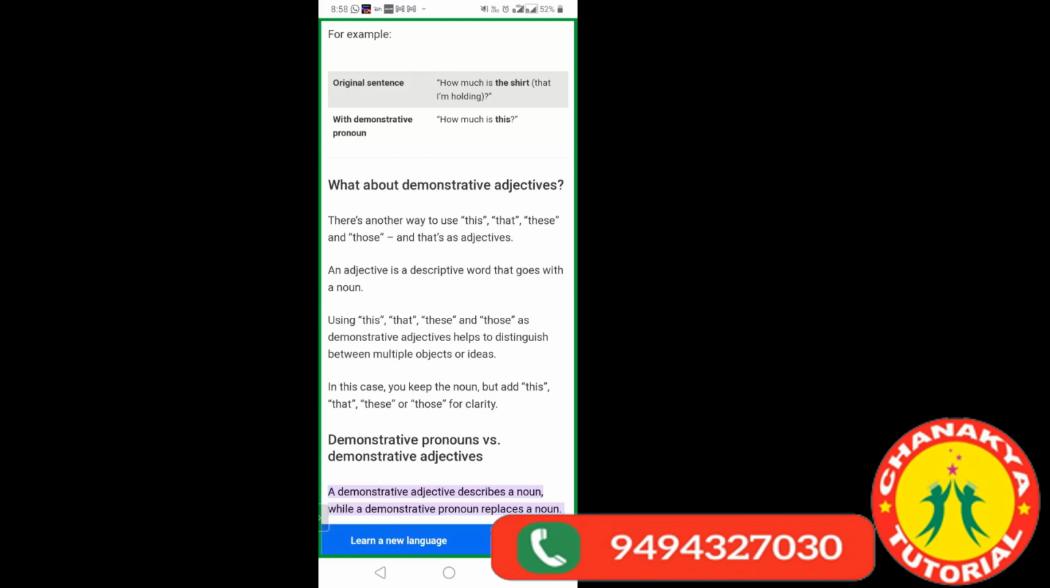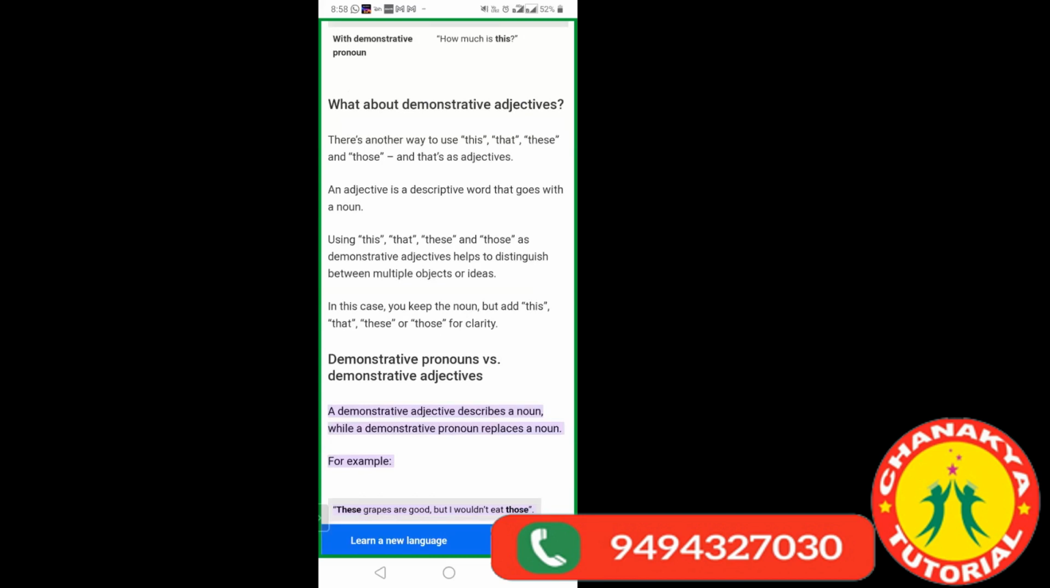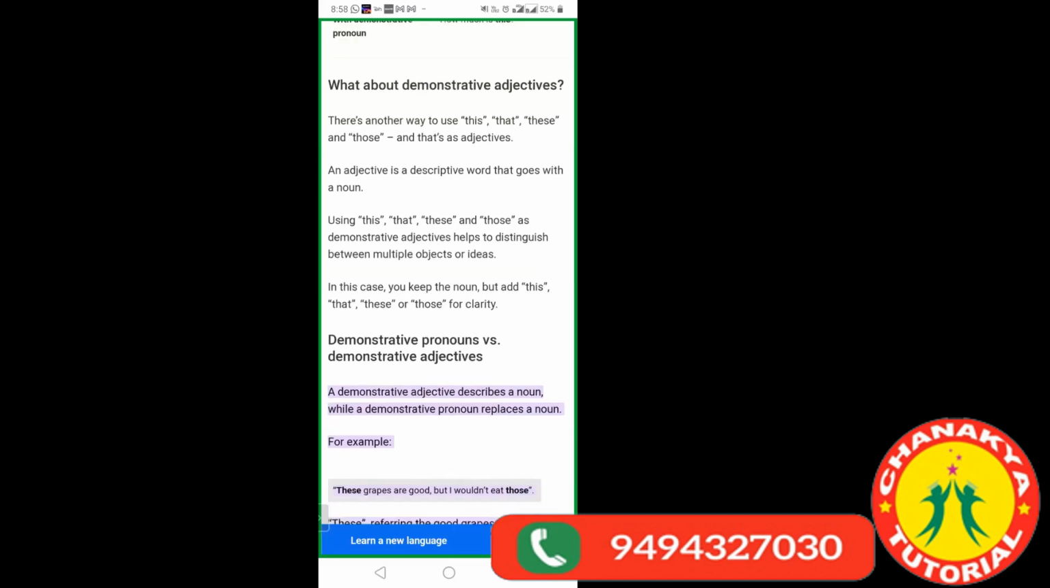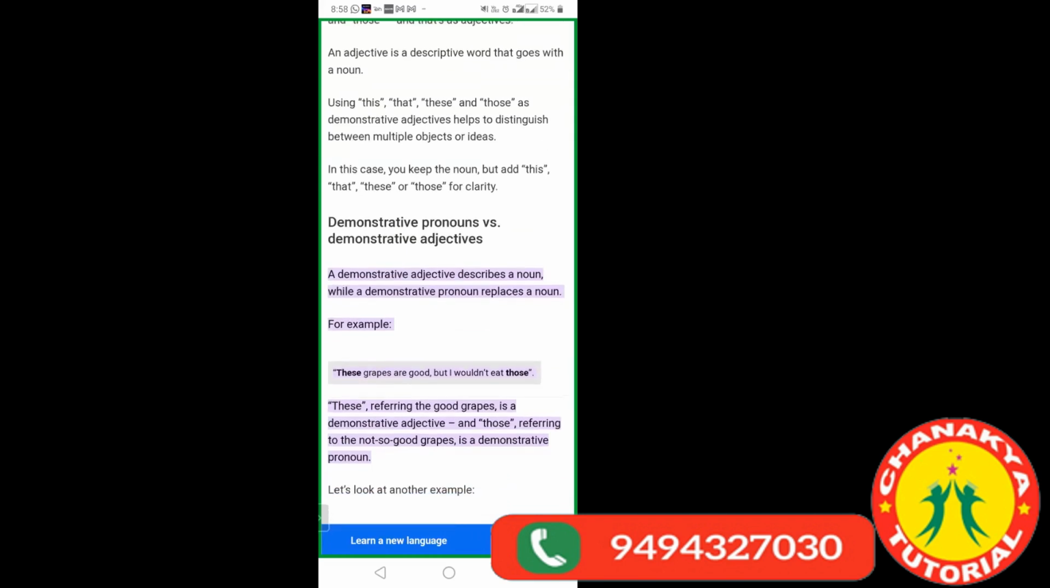An adjective is a descriptive word that goes with a noun. So using this, that, these, and those as demonstrative adjectives helps to distinguish between multiple objects or ideas. In this case, you keep the noun but add this, that, these for clarity. For example, see here, demonstrative pronoun versus demonstrative adjective. These things will be very clear now.